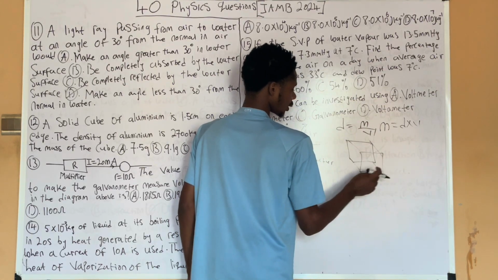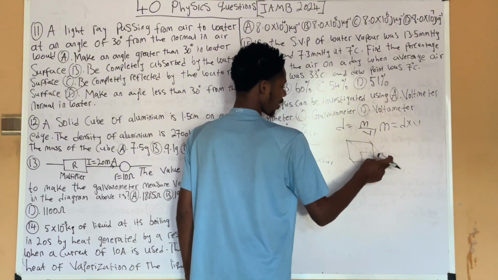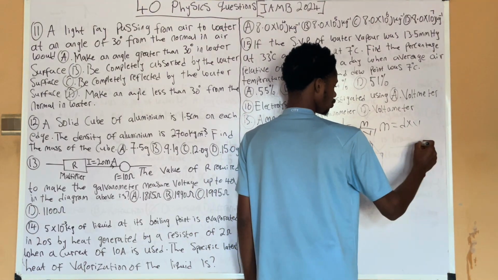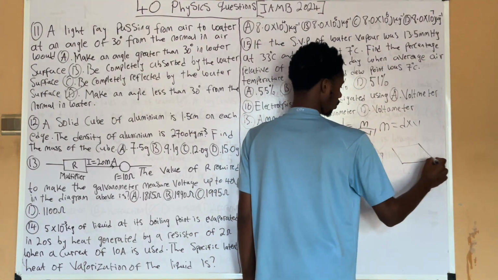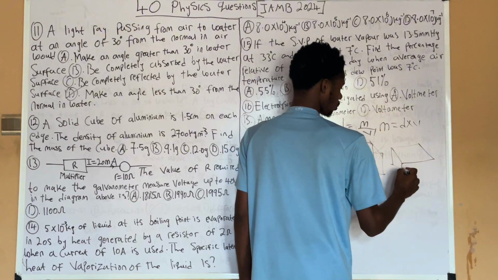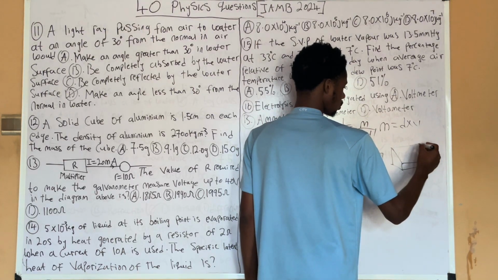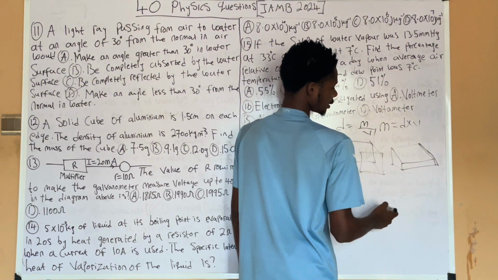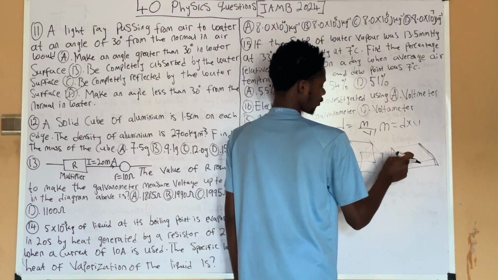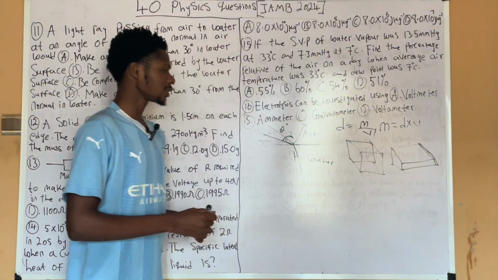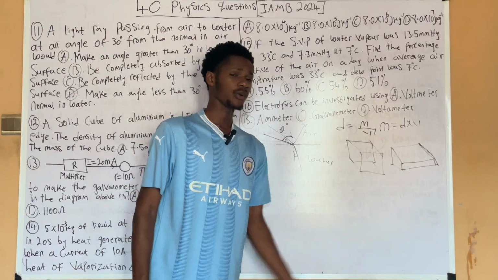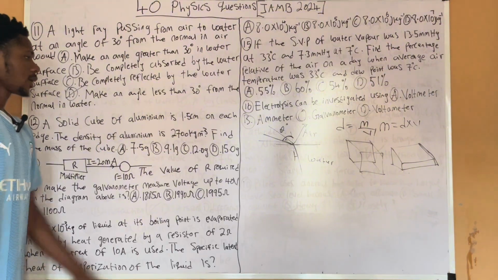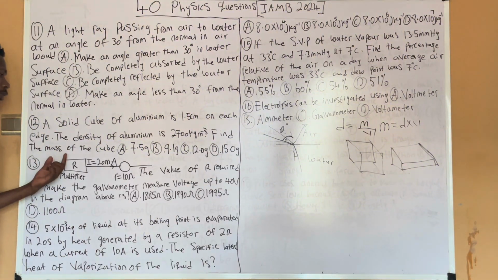How many faces does it have? 1, 2, 3, 4, 5, 6. Now a cuboid also has 6 faces. I will try and draw it here. Something like this: 1, 2, 3, 4, 5, 6. Still 6 faces. That's the difference. One is formed by squares and the other is formed by rectangles and squares. Now, the question says we should calculate the mass.